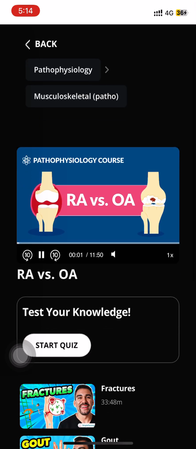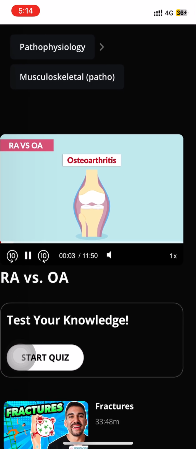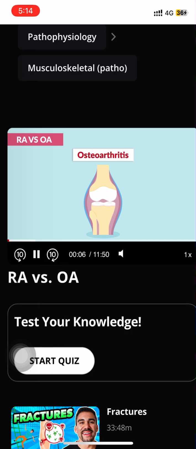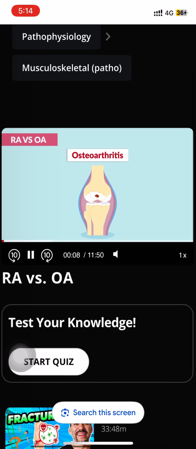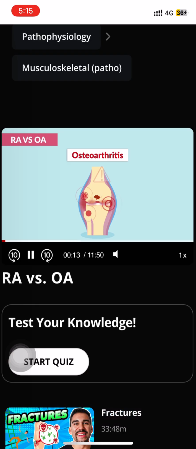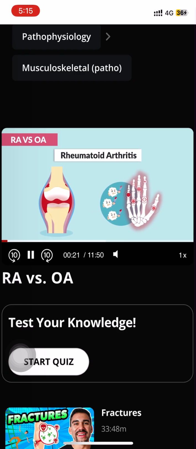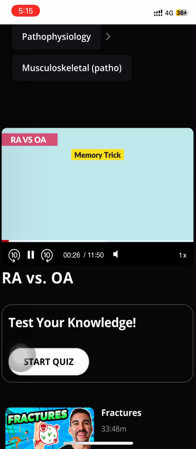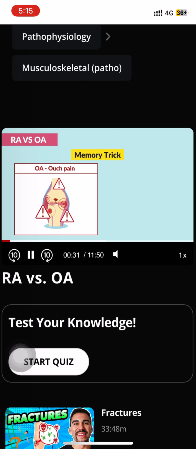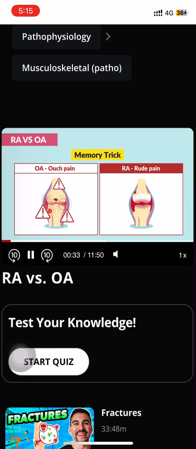Now for RA versus OA. Osteoarthritis, or OA, occurs when the protective cartilage cushion on the ends of the bones wears out over time, resulting in bone-on-bone friction, causing massive pain. Now this is very different than rheumatoid arthritis, RA, where the body attacks its own joints and body, causing systemic inflammation. So the memory trick, think OA is ouch pain, bone on bone rubbing, and RA is rude pain, the body's attacking itself. So rude.